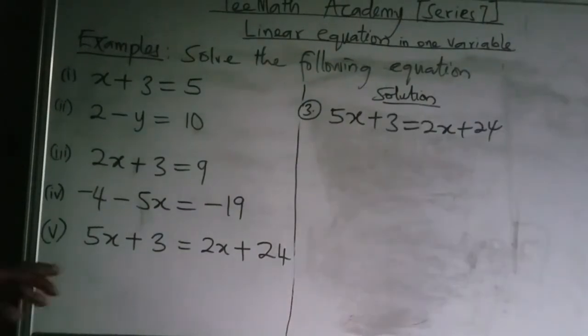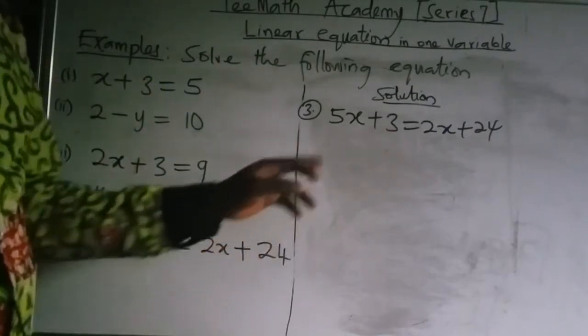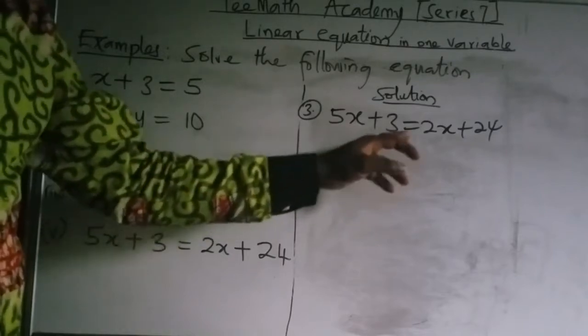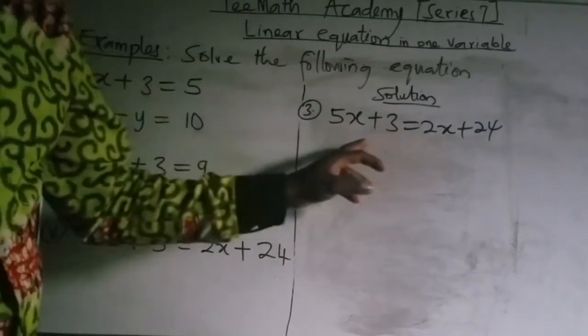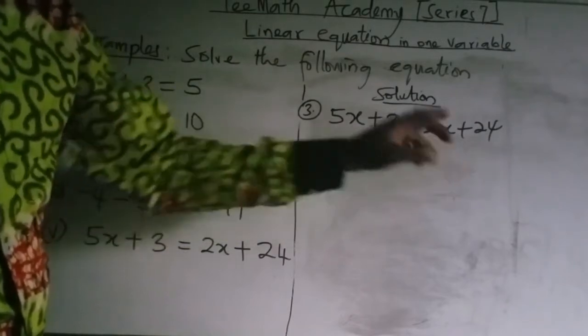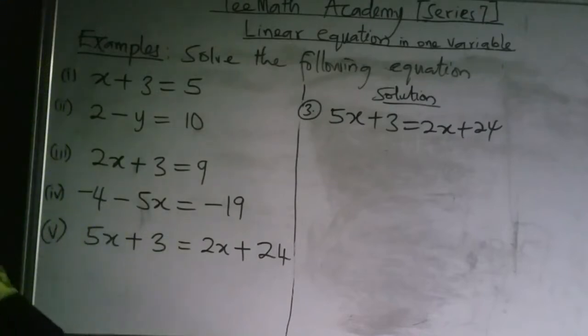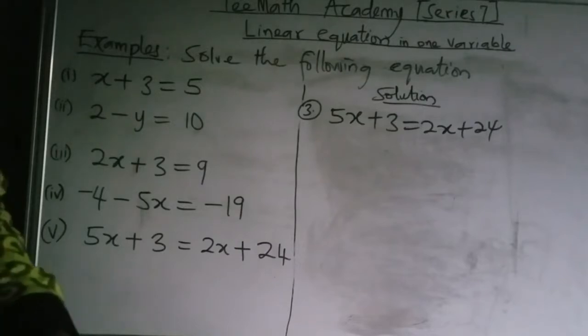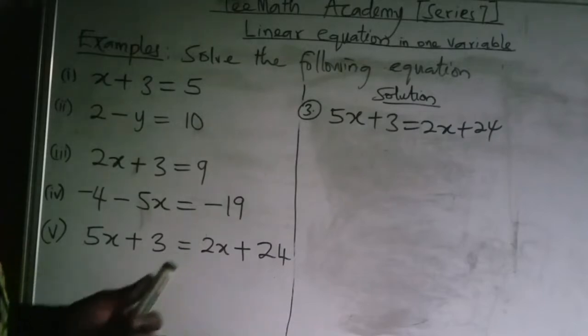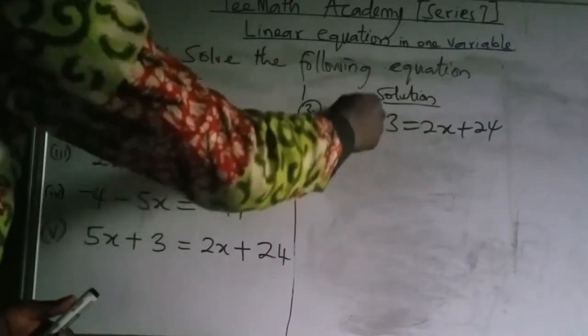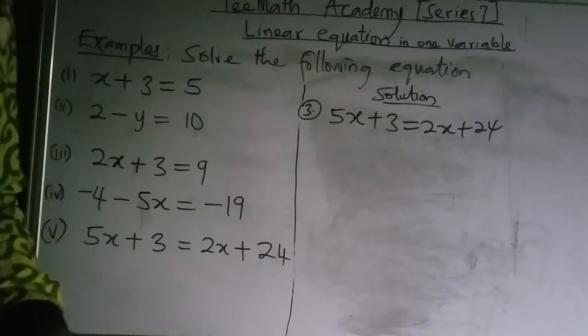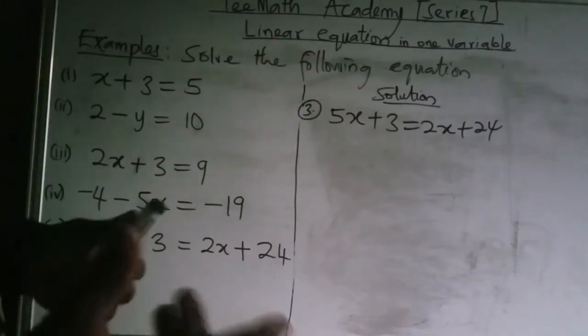Okay, the last one says 5x plus 3 equals to 2x plus 24. What do you observe here? You observe that the letters now are, I think we have 2, yes, this one and this one. There is one on this side, there is one on this side. So what do you do here? The law says that the letter must be on one side. And the law still says that once you are bringing a number or a value from the other side to this side, the sign will change. It's also applicable to the letter.